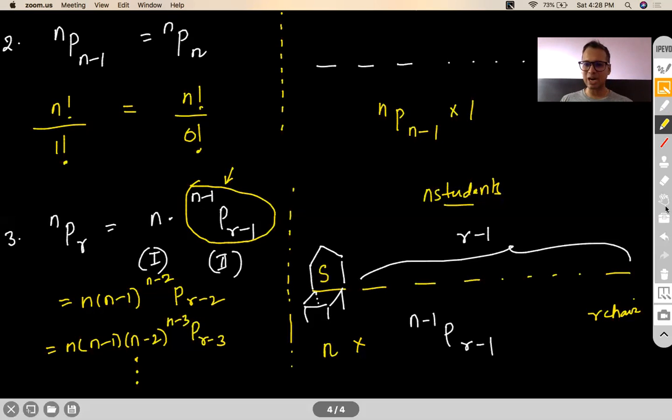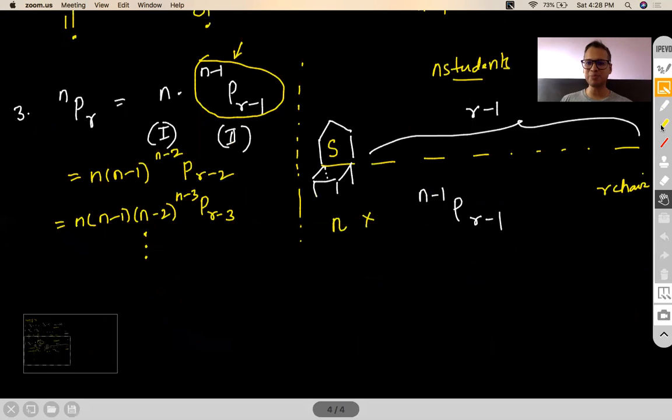So if I ask somebody, how would you prove the second one? Can you prove this one?